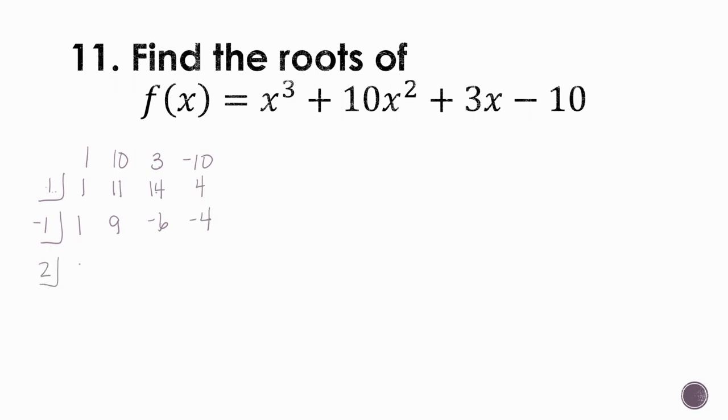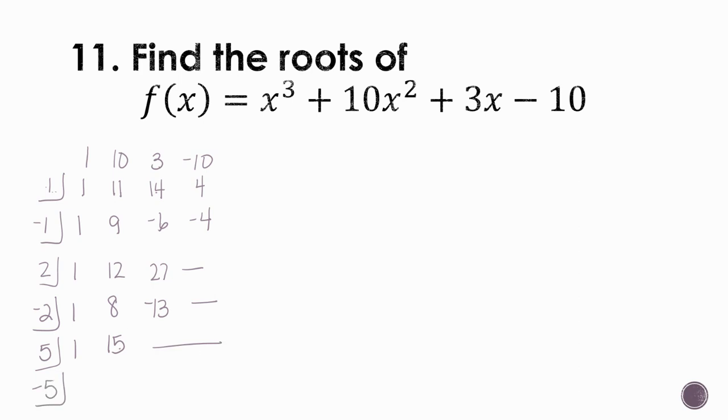So let's try 2. 2 plus 10 is 12. 24 plus 3 is 27. Clearly that's not going to work. Trying negative 2. Negative 2 plus 10 is 8. Negative 16 plus 3 is negative 13. And that's going to give me 26. Now I'm not going to try 3 or 4 because neither of those goes into 10. So I'm going to try 5, okay? 5 plus 10 is 15. 75, yeah, no.